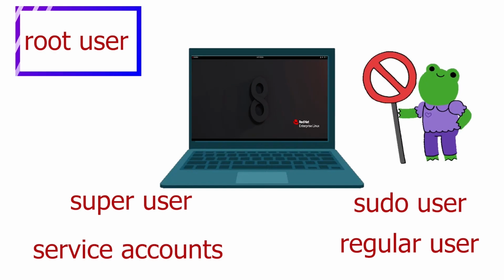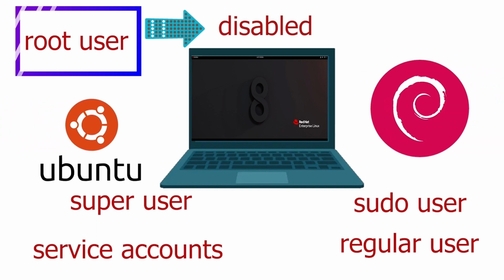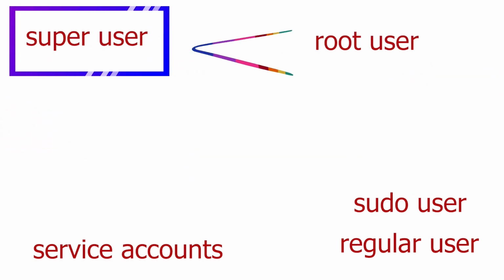You may intentionally or accidentally update or delete a configuration file that can corrupt the entire operating system. To prevent users from unnecessarily using this account for regular tasks, many distros, such as Ubuntu and Debian, keep this account disabled.